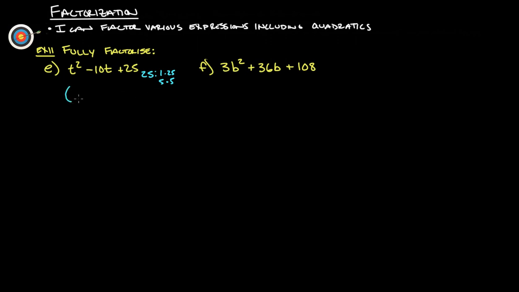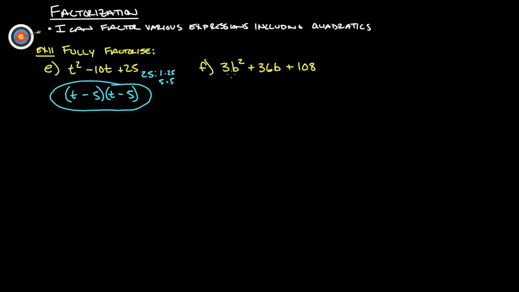So we know that our factors are going to be, let's see, we've got t times t to get to t squared. We know that our two factors are now going to be 5. Now if these have to add up to negative 10, what do the signs have to be? Negative 5 and negative 5 gives us negative 10. And that is our factored form.